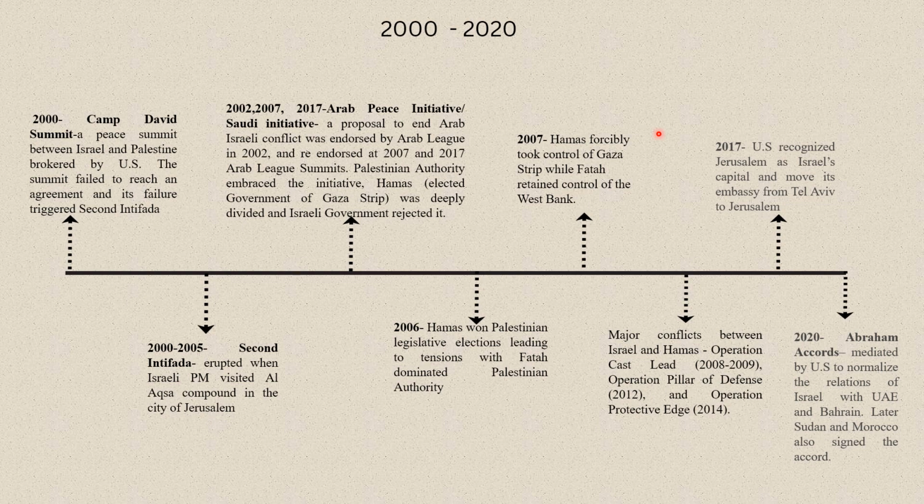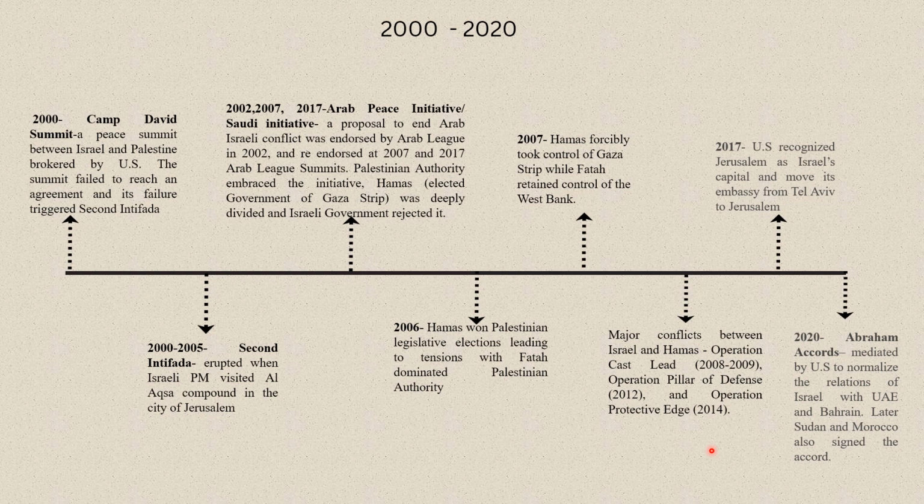Next comes the series of major conflicts which took place between Israel and Hamas from 2008 to 2014, which included Operation Cast Lead, Operation Pillar of Defense, Operation Protective Edge. So many conflicts took place during this period. In 2017, finally, the US recognized Jerusalem as Israel's capital, and it also moved its embassy from Tel Aviv to Jerusalem.